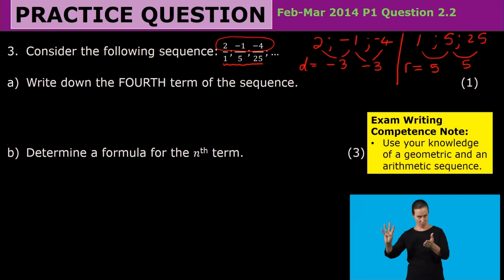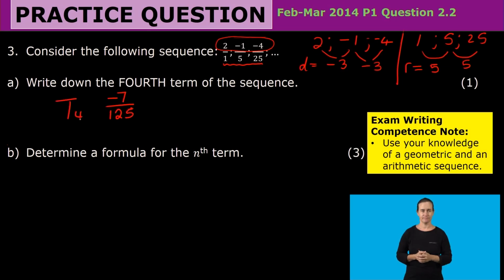Now, when it comes to the numerators, we know that from -4, if we add a -3, or if we subtract 3, that is going to give us a -7. And that is with the numerators. And of course, when we continue multiplying by 5 with the denominators, we can see that 25 multiplied by 5 is going to give us 125 as our answer. And that, of course, is the fourth term.